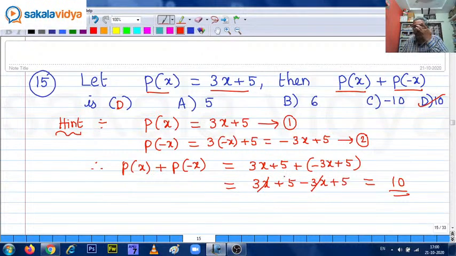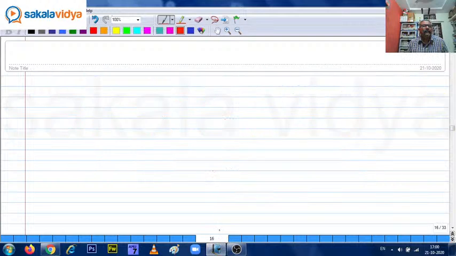So a simple logic we can remember. Whenever a linear polynomial is given, and you are asked P of x plus P of minus x, 2 into constant term is the answer. For example, you go to the 16th one.